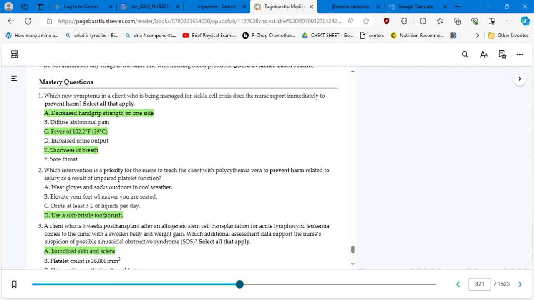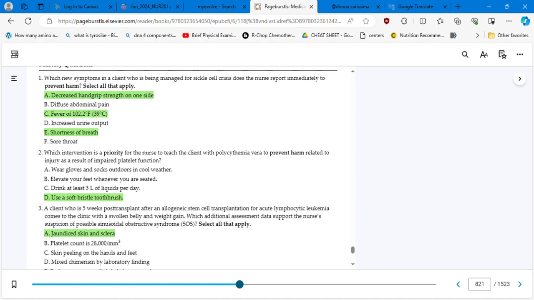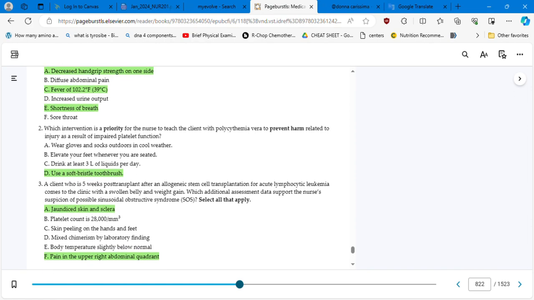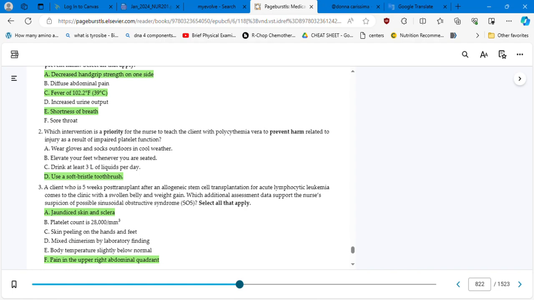The mastery questions: which new symptom in a client who is being managed for sickle cell crisis does the nurse report immediately to prevent harm? You have decreased hand grip strength on one side, fever of 102, shortness of breath. The other 2 questions, here you have the answers. Practice these questions. I am not doing select all that apply questions.